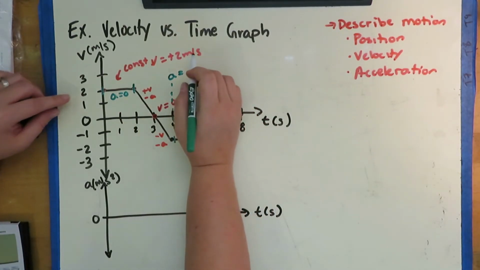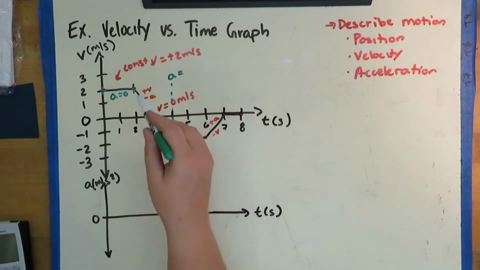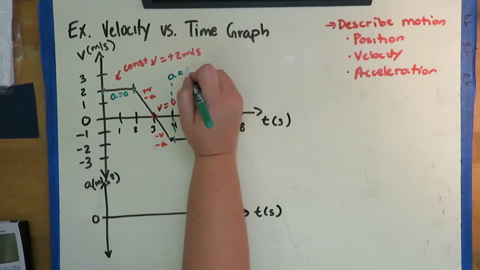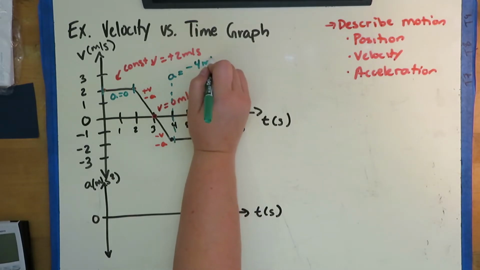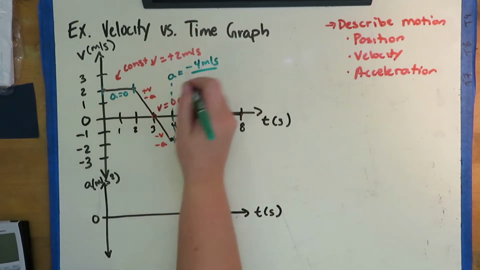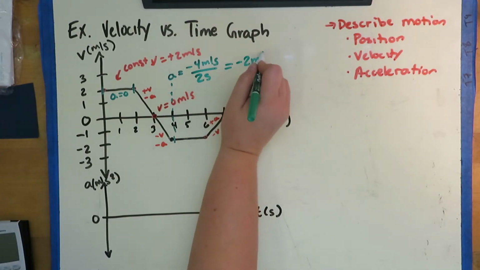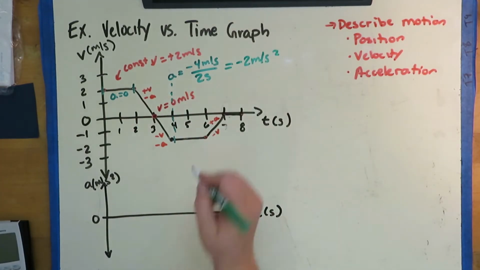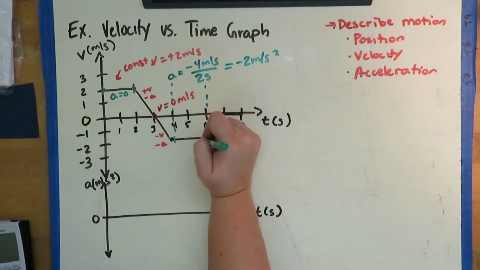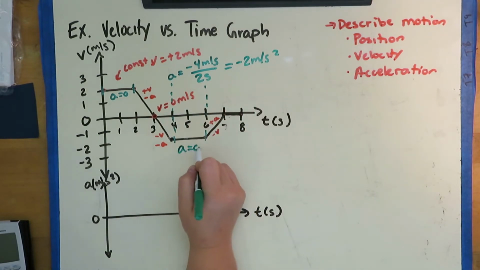So I could do, let's see, there's a vertical change of -4 meters per second in a time interval of 2 seconds. So that's an acceleration of -2 meters per second squared. And then here we have an acceleration equal to 0.